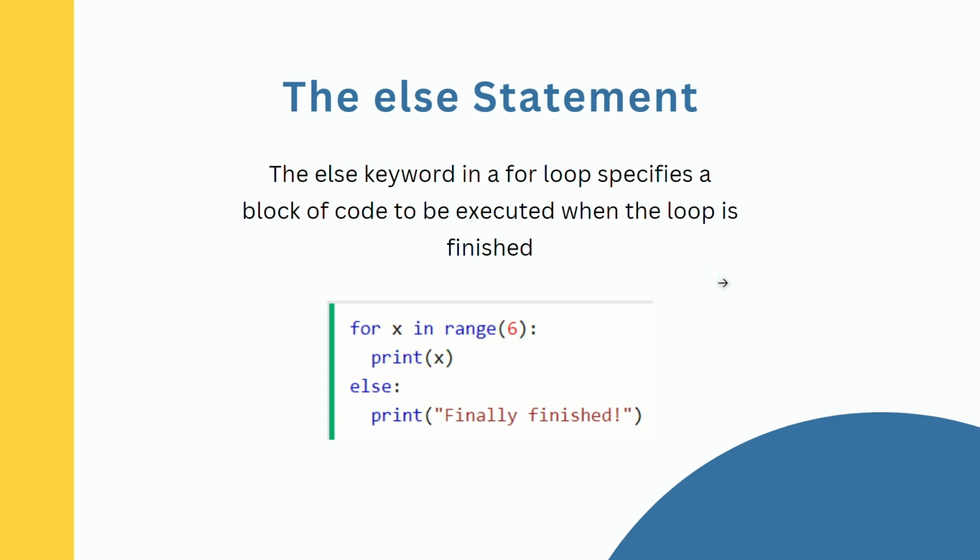Now again, the else statement. Just like the while loop, the else statement here is also executed once the for loop is complete. So once the for loop is completely executed, then the else statement will be executed.